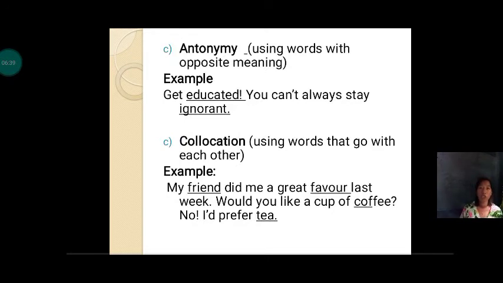Next is antonymy. When we say antonymy, it means using words with opposite meaning. For example, get educated, you can always be ignorant. Next is collocation. Collocation means using words that go with each other. An example of collocation: my friends did me a great favor last week. Would you like a cup of coffee? No, I'd prefer tea. That's the example of collocation.